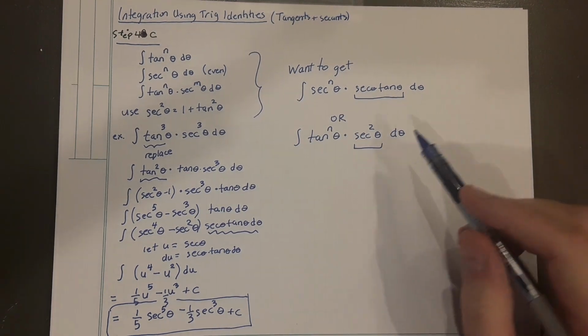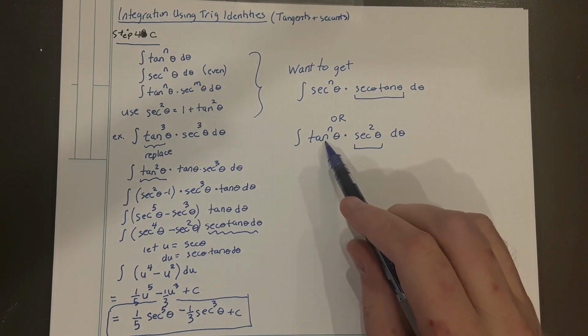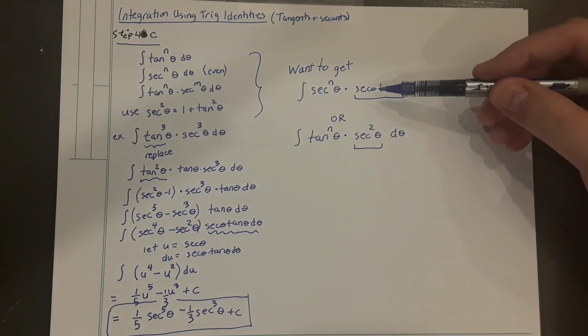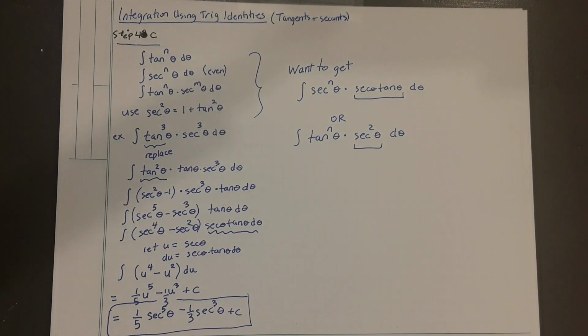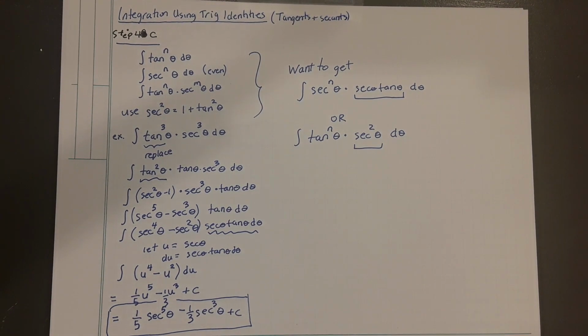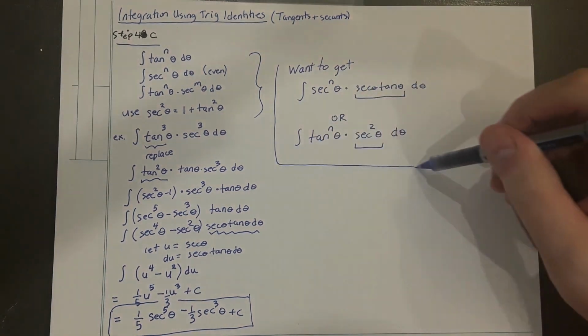Because remember, secant power 2 times tangent power 1 would be equivalent to this form up here with secant power 1 and tangent. So there are cases where you'll get the same either direction, but these are the patterns that you are looking for.